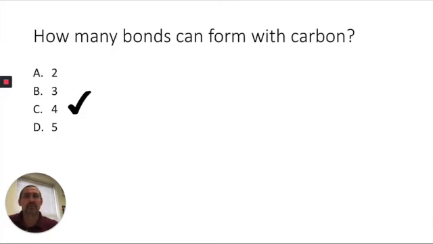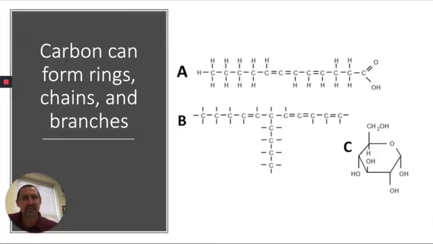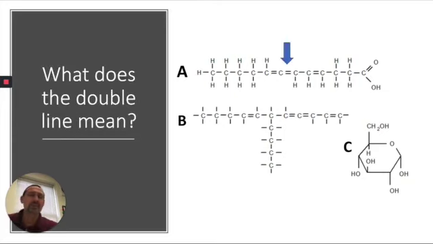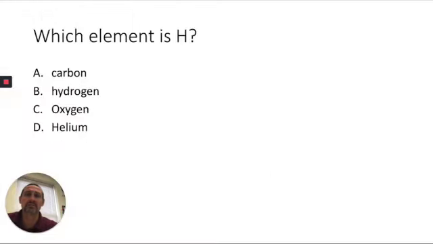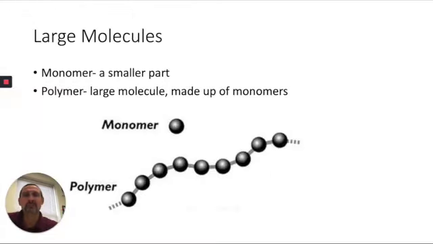Now, carbon can form four bonds, and here's an example of carbon-based molecules in the form of rings, branches and chains. Letter A is showing you a long chain of carbons, B is showing you a branching configuration, and C is showing you a ring configuration. The two lines in between those carbons represent double bonds, so there are two electrons being shared between those two carbon atoms. The H stands for hydrogen.